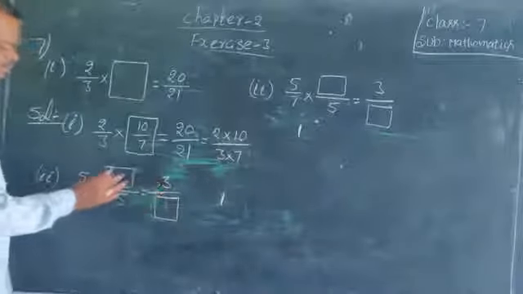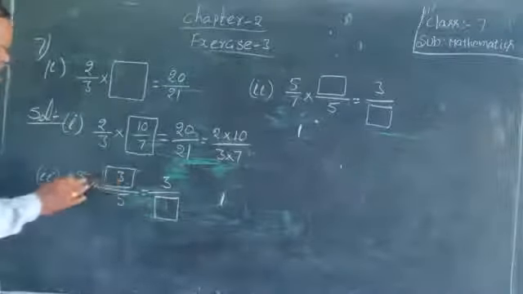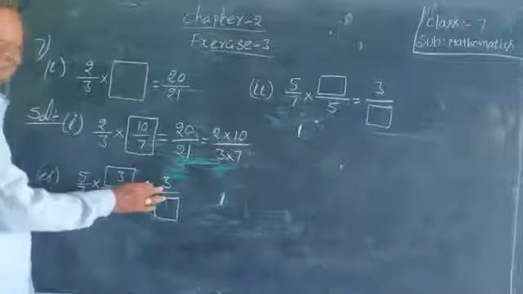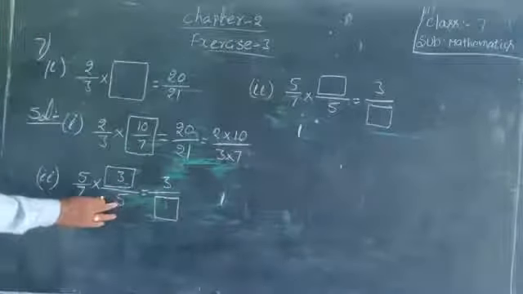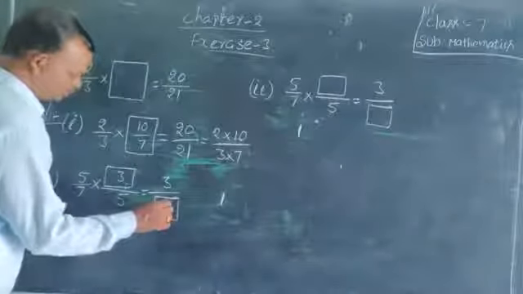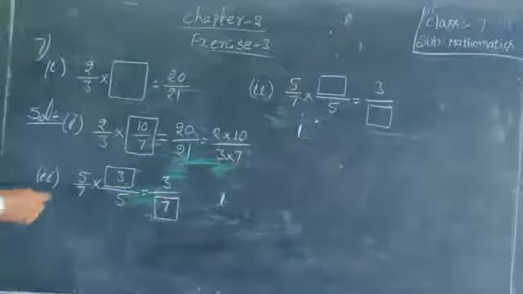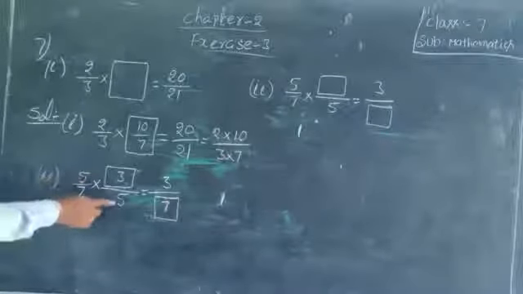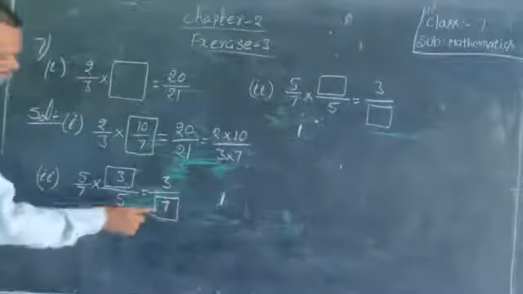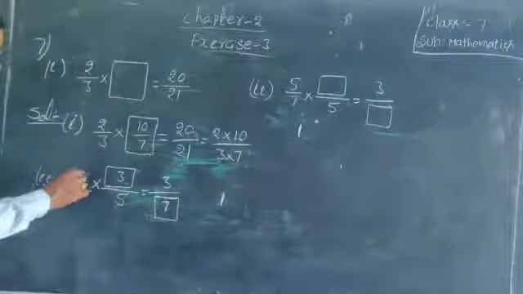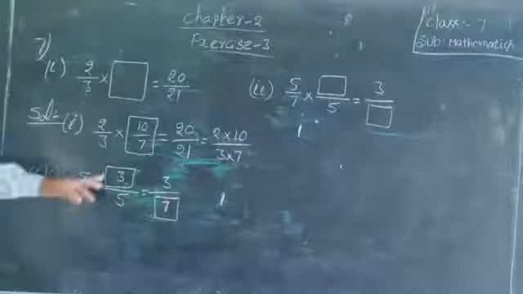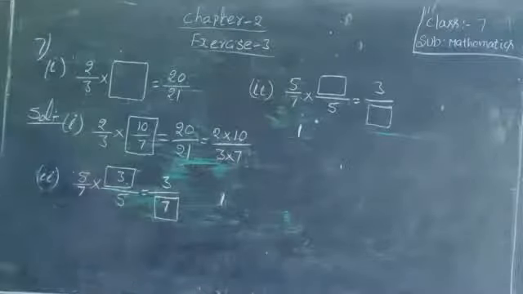So 1 into this value is equal to this value. That means here the value is 3, because 5 ones are cancelled. 1 is there, 1 into 3, 1 3s are 3. Here also cancelled in the fifth table, 5 ones, 1 is there, 1 into 7, 7. So the value is, here the value is 3, here the value is 7.